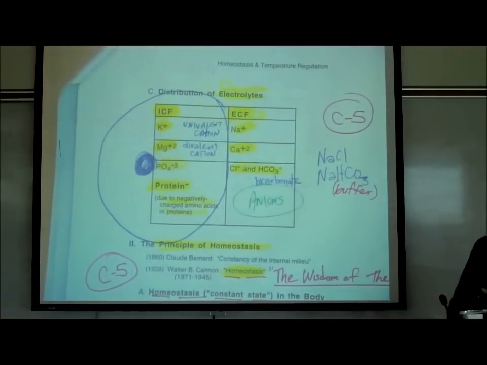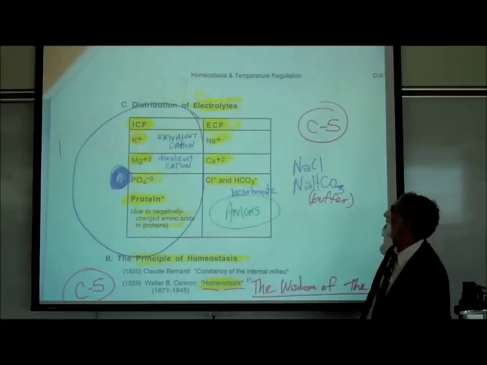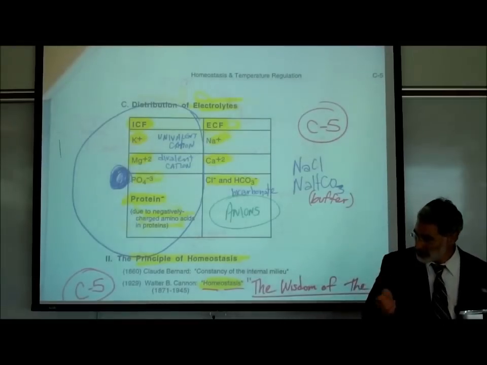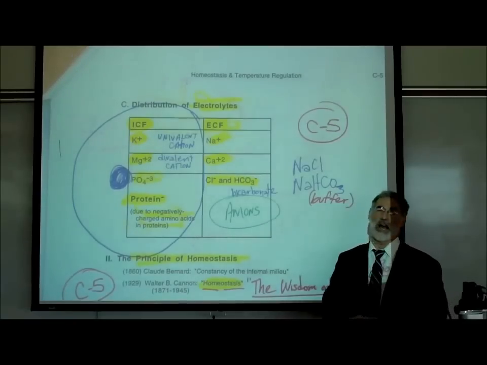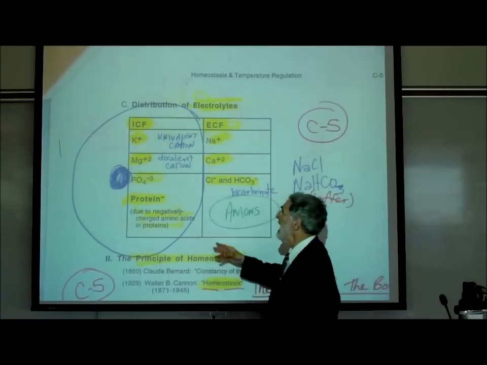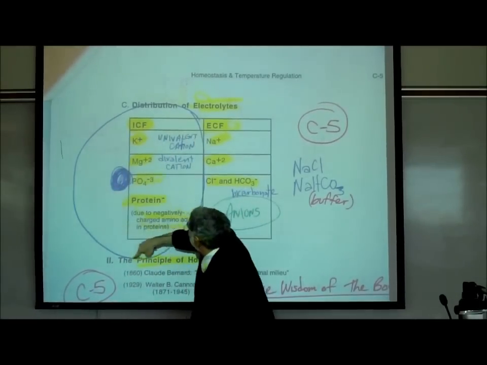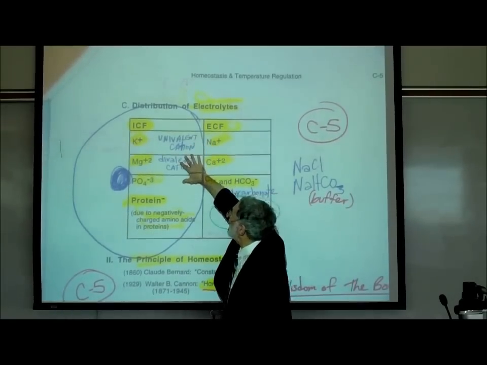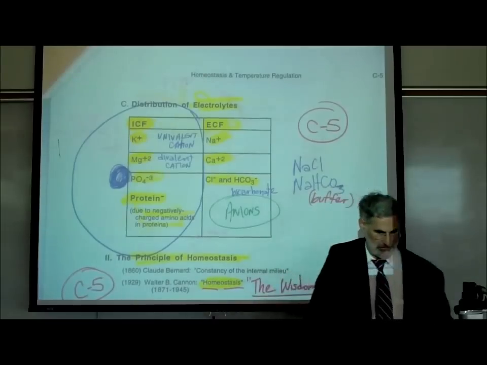On page C5, this says distribution of electrolytes. Now electrolytes, you'll recall, are chemicals with an electric charge, also known as inorganic ions or minerals. Now, this was a little chart, and I kind of turned this into a cell. All right, here's a cell, there's its nucleus. These are the major electrolytes in the ICF, the intracellular fluid of the cytoplasm.